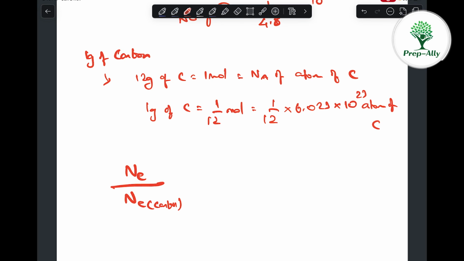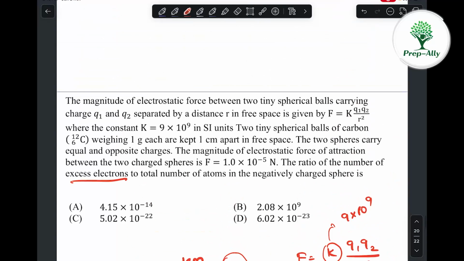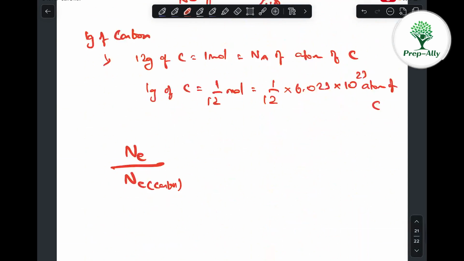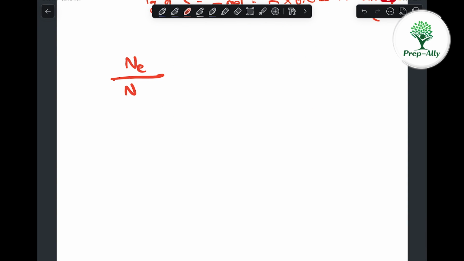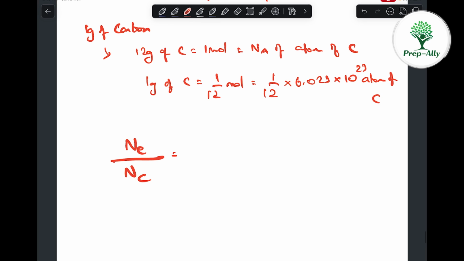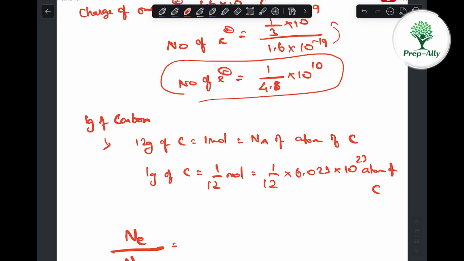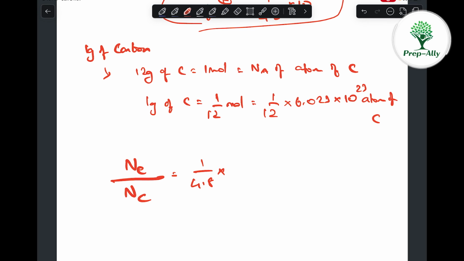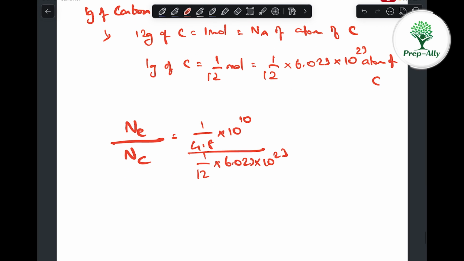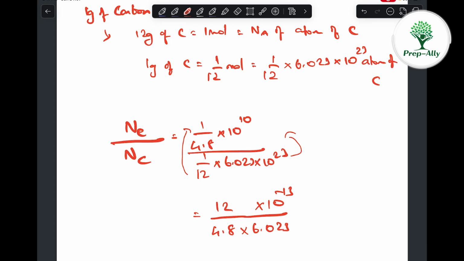1 gram of carbon atom, not number of electrons, it is the number of carbon atoms, right? Okay, number of carbon atoms I can directly put. So Ne is going to be, we already found it here, right? So 1 by 4.8 into 10 power 10 divided by 1 by 12 into 6.023 into 10 power 23. Take this 12 up, so that 12 by 4.8 into 6.023 into 10 power, if this goes up, it will become minus, so we will get minus 13.